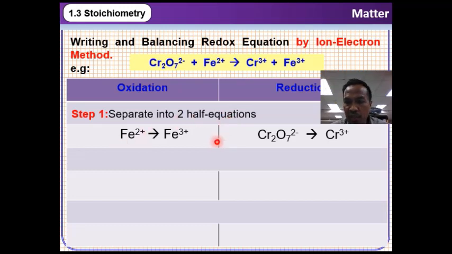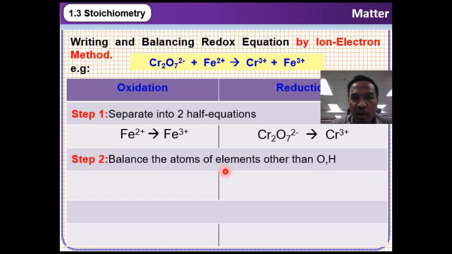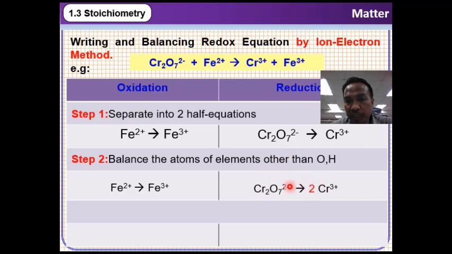After we separate into two half equations, for each half equation, we balance the atoms of elements other than oxygen and hydrogen first. So for the first half equation, for oxidation, we balance the iron atom. Since the number of iron atoms at the left and right side is the same, it's balanced already. For the other half equation, dichromate ion becomes chromium ion 3+, we balance the chromium atom. There are two chromium atoms at the left side. That means we need two chromium atoms at the right side. So we write two here.